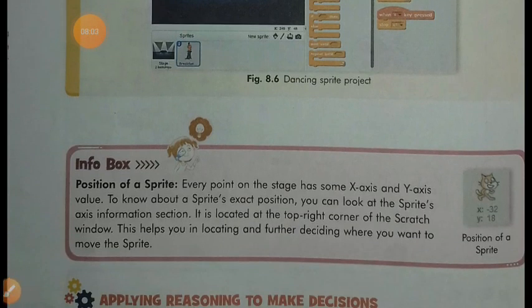Now students, the position of a sprite. Every point on the stage has some x-axis and y-axis value. To know about a sprite's exact position, you can look at the sprite's axis information section. It is located at the top right corner of the Scratch window. This helps you in locating and further deciding where you want to move the sprite.